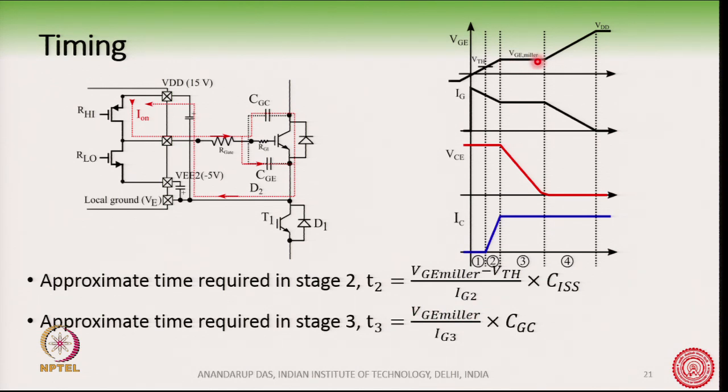Because in stage 3, as I told you, the entire charge is used in discharging this capacitor CGC. The entire effort is utilized in order to discharge the CGC. So, this time T3 into Ig3 is the total charge, which will be equal to VG Miller into CGC. So, that much of charge will be required from the gate driver board. From this we will approximately get these values, again a very crude approximation.